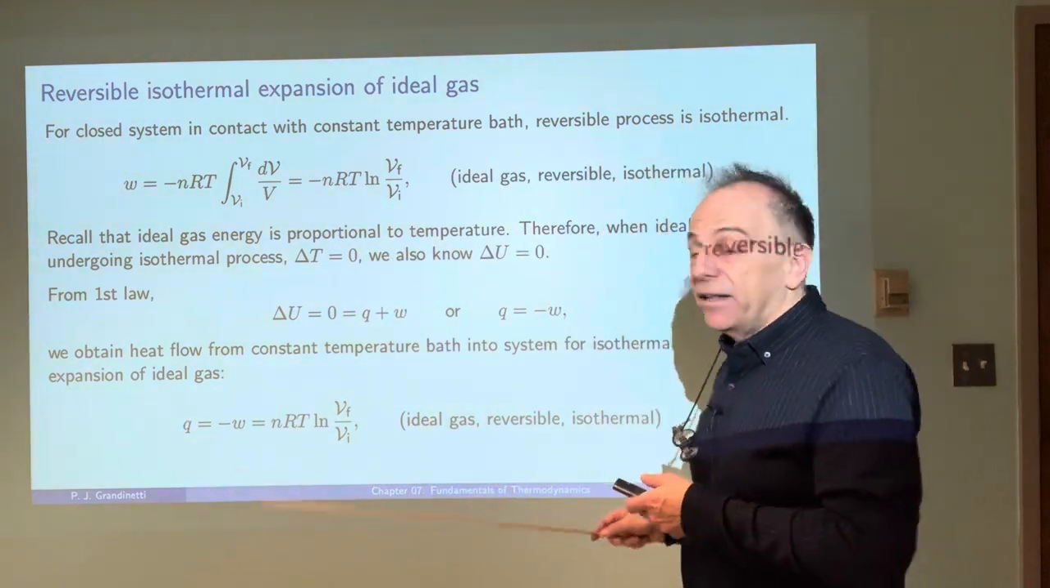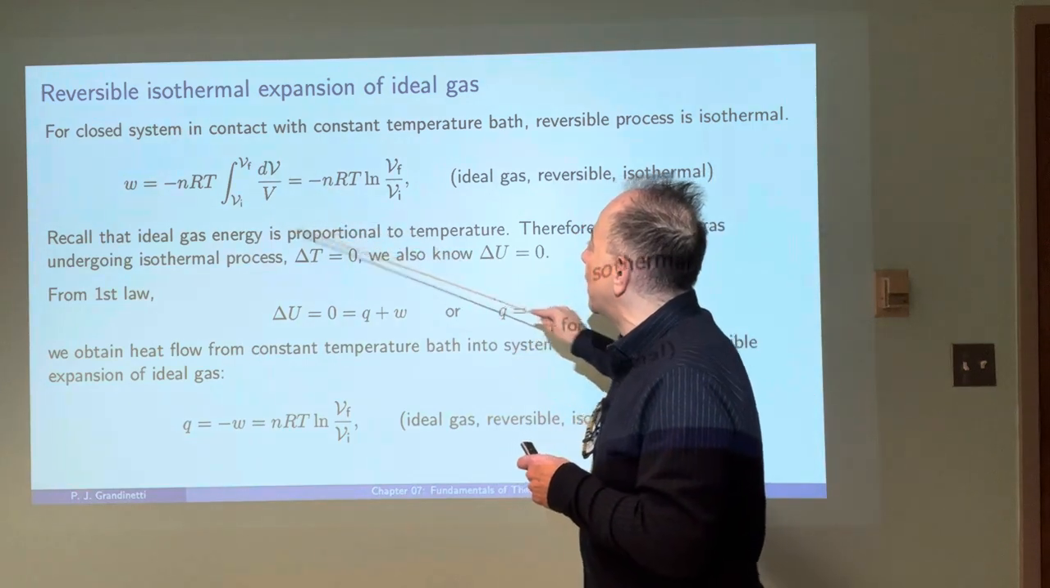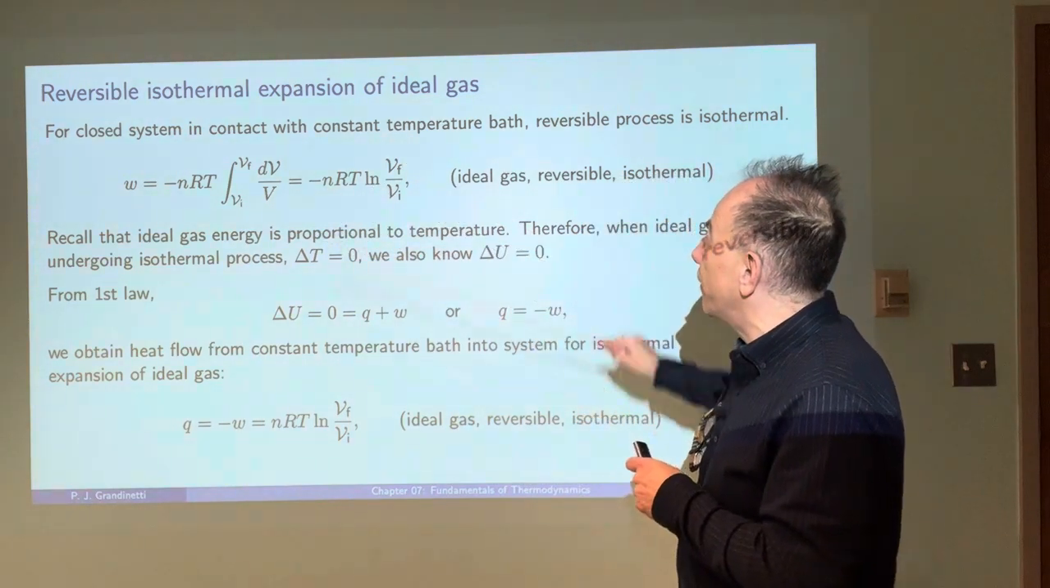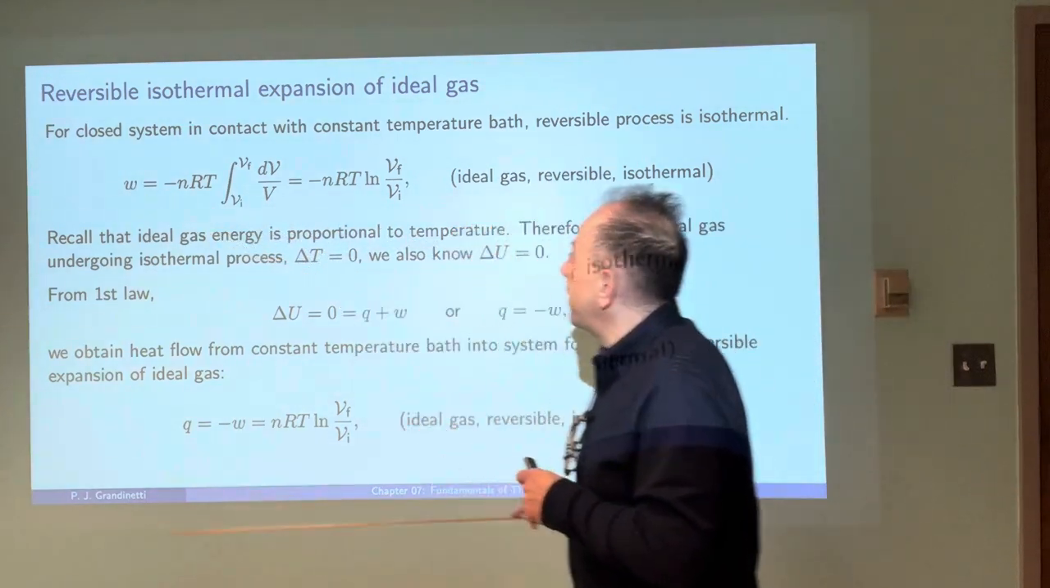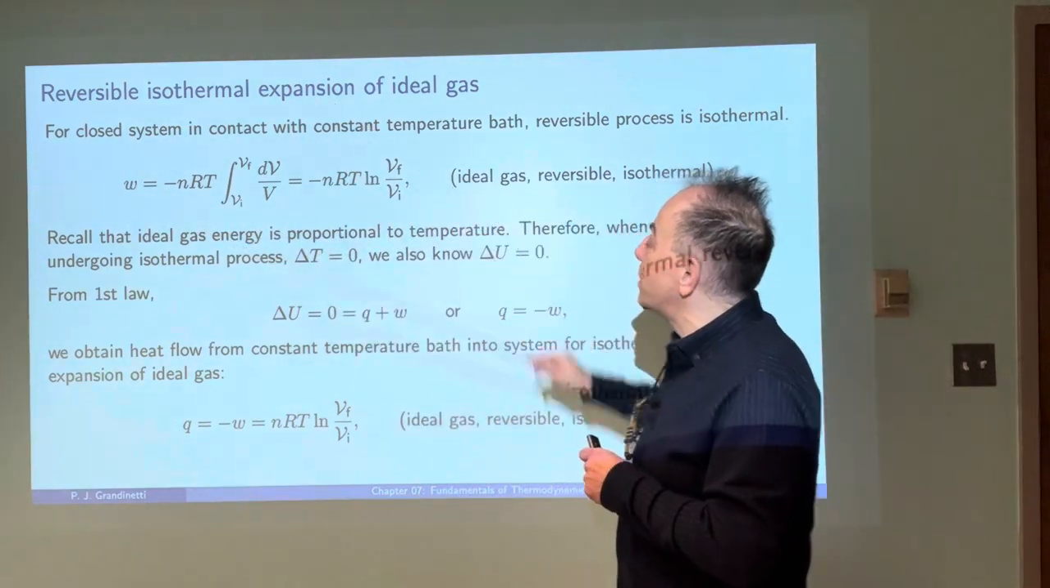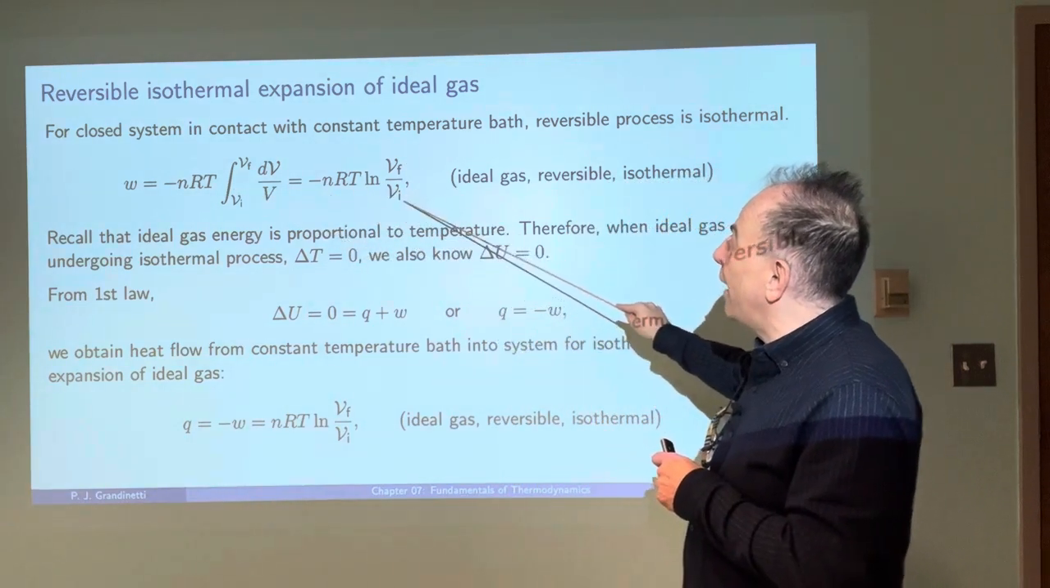Now we have an integral that we can evaluate, and just remember your basic calculus, we see that integral evaluates to the log of V final over V initial. So there we have an expression that the work that we get for a reversible isothermal expansion of an ideal gas is simply equal to minus nRT log of V final over V initial.